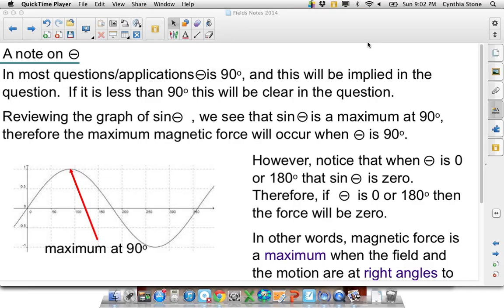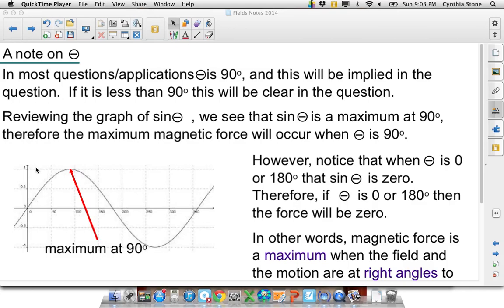Remember the formula is QVB sine theta. A little note on theta. In most questions, theta is 90 degrees, and that's implied somewhere in the question. If it's less than 90, that's going to be very clear because it'll be given a number, like 30 degrees or 60 degrees or something like that, right?